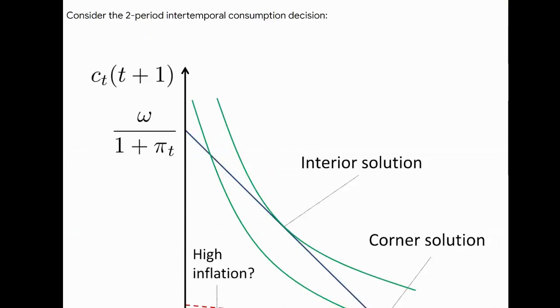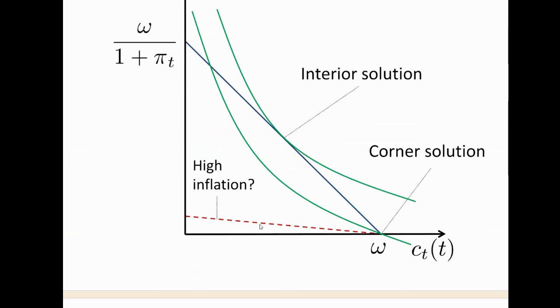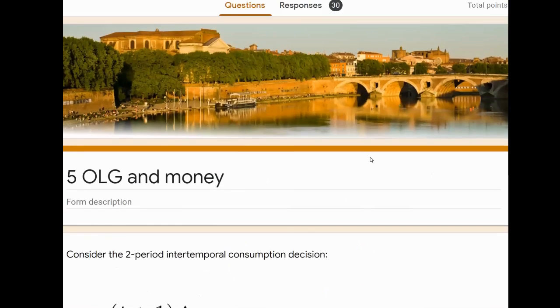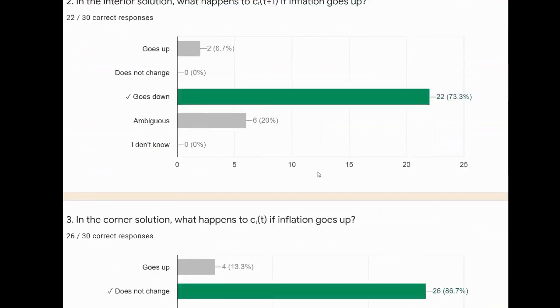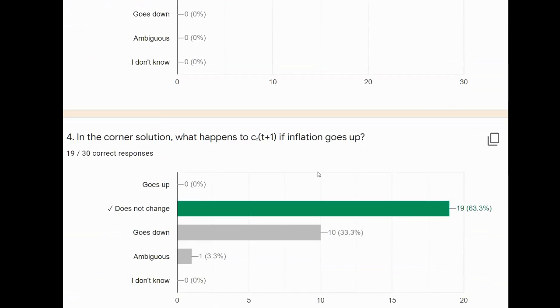Let me express this in my own words. So if we have already a high inflation and we are at the corner solution, and inflation goes up even more, then it's pretty obvious just visually that we stay there. If we already wanted to not spend anything tomorrow, there's even more reason to not spend anything tomorrow. So here the answer is perfectly non-ambiguous. I keep spending everything today. And the other is also extremely non-ambiguous. It does not change.